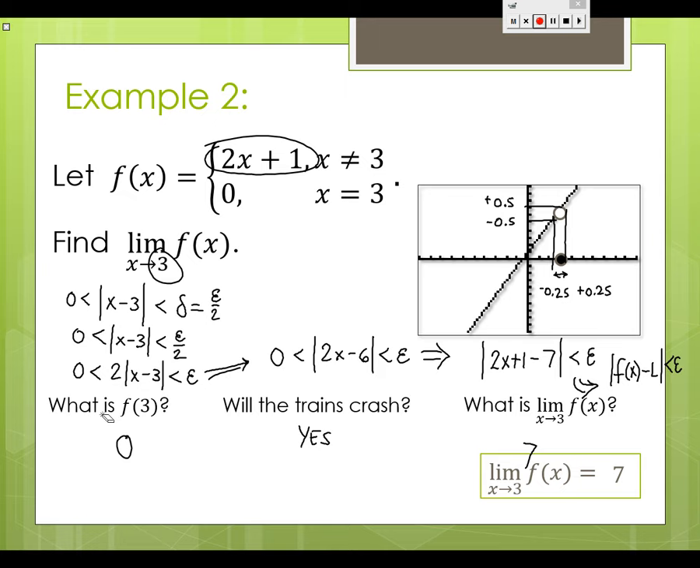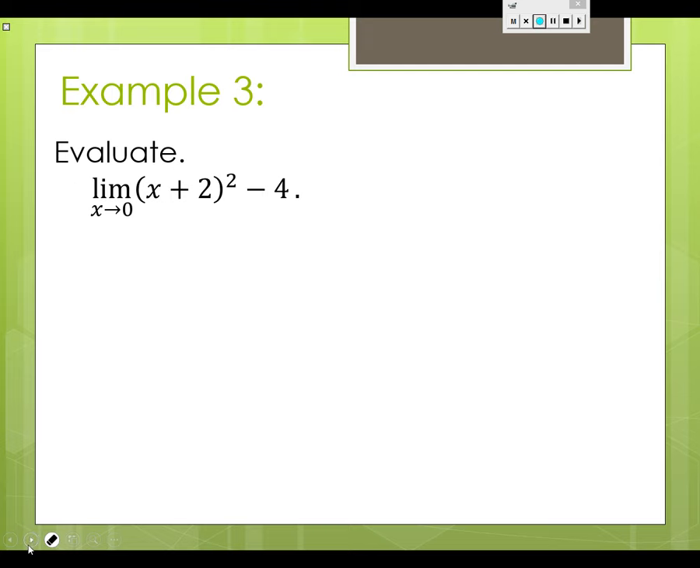But this is the key, right? For any epsilon that you give me, I can choose a delta such that y is within your epsilon of L. I have a method for always doing that, no matter what. Sure as can be.